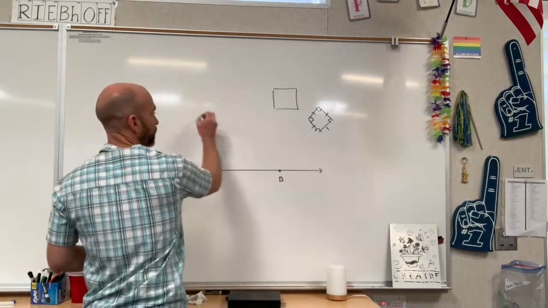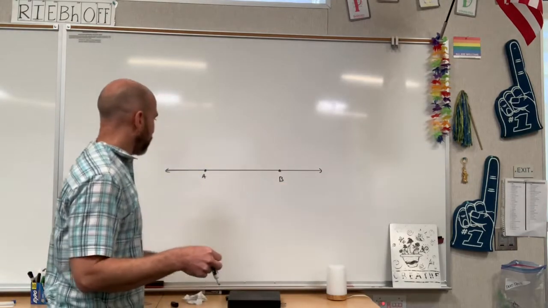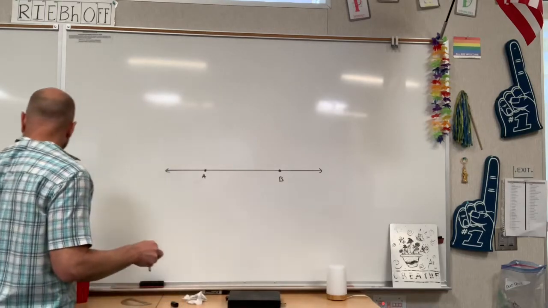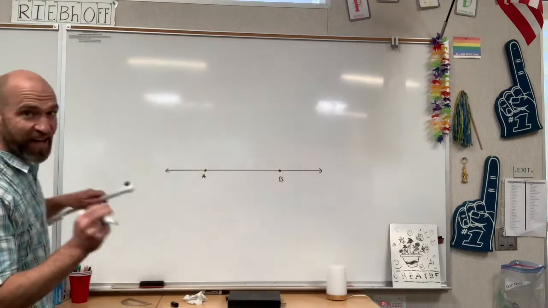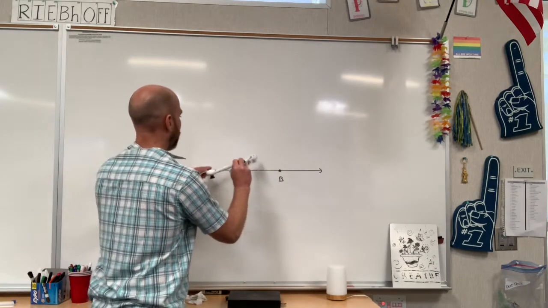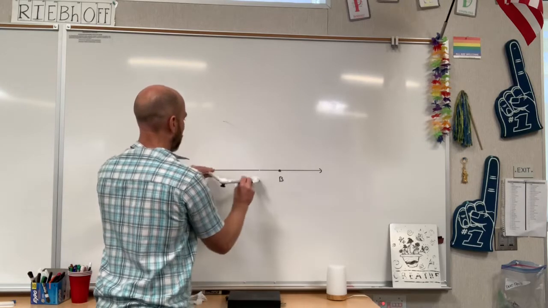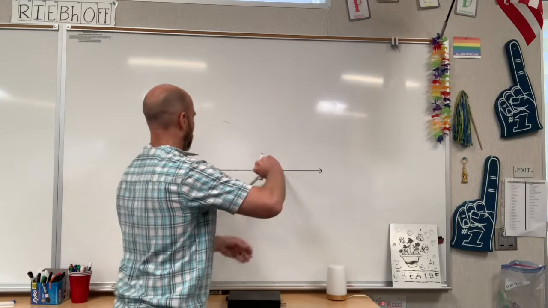Some of you may have built it this way, and there are ways to do that. That's really cool. Mine won't be that way. So here we go. I've got A to B. What I want to do is create a line that is parallel and cuts that in half. Do you remember how to do that? It's one of my favorite things to do. So I'm going to find a bisecting line to that. We remember how to do that.